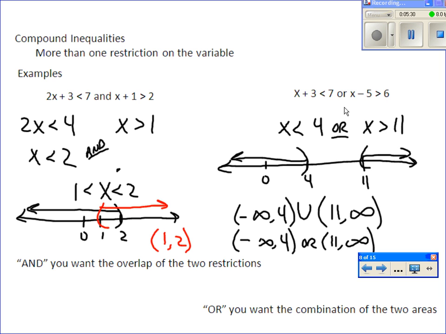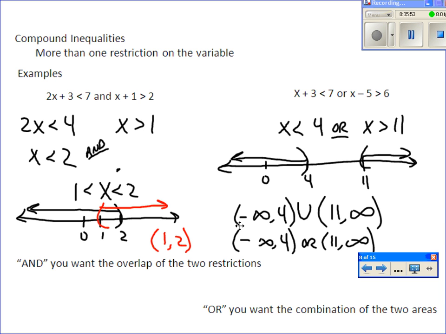Where if we have an or statement, we want either condition to be true, and as long as one of the conditions is true, it's good. So solving the left-hand inequality here, we get x is less than 4. Solving the right-hand inequality, we get x is greater than 11. So either the numbers less than 4 are good, or all the numbers greater than 11 are good.